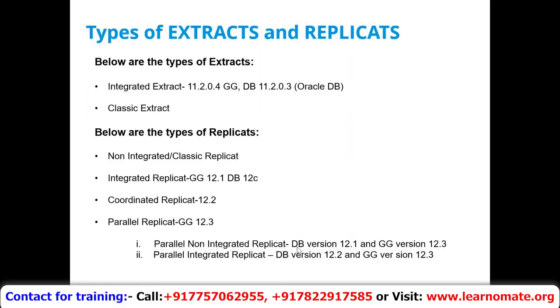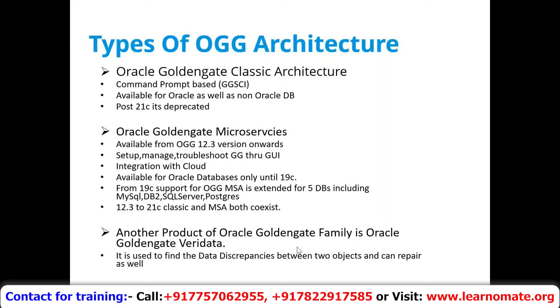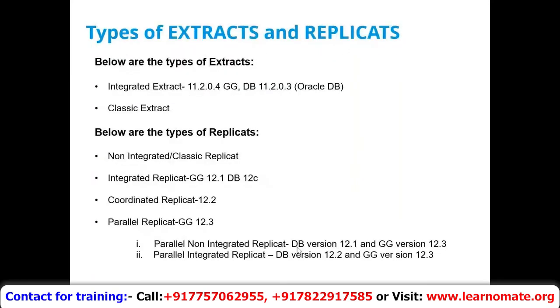I again repeat, there are two types of architecture, classic architecture and microservices architecture. Under classic architecture, you have different types of extracts, integrated and classic extract. Similarly, under microservices architecture, you have integrated extract and classic extract. Similarly, in classic architecture, you have different types of replicates like non-integrated or classic replicate, integrated replicate, coordinated replicate or parallel replicate. Same thing in microservices as well. Different types of replicates include all these four types.